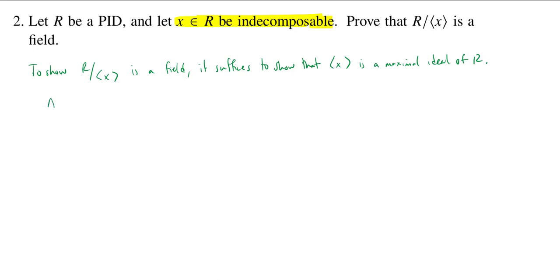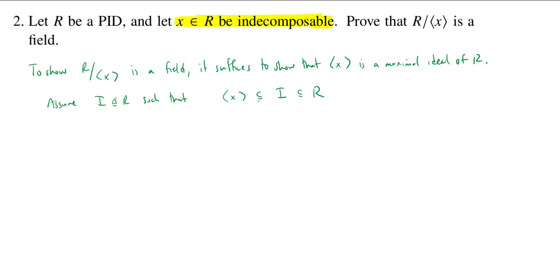All right, so what do we need to do to show that this ideal is a maximal ideal? Well, let's assume that I is an ideal of R such that I contains the ideal generated by X, and of course I is contained in R. In order to show that the ideal generated by X is maximal, we need to show that this I is equal to the ideal generated by X or is equal to R.